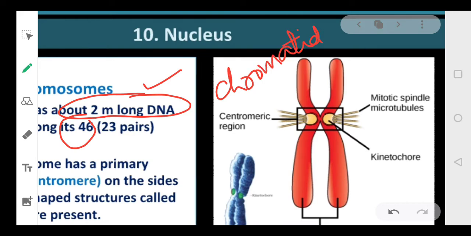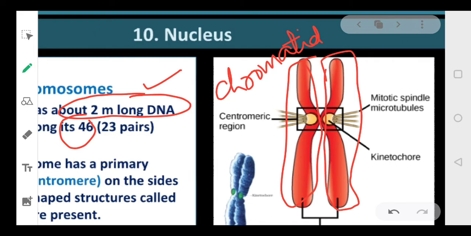Chromatid. So this is one chromatid. This is one chromatid. This is the second chromatid. So 2 chromatids together form a chromosome. Okay, and they are joined from the center by a primary constriction. They are joined by a primary constriction, or the centromere, on both sides. Okay, and on the centromere, on the sides of which, disc shaped structures are present.